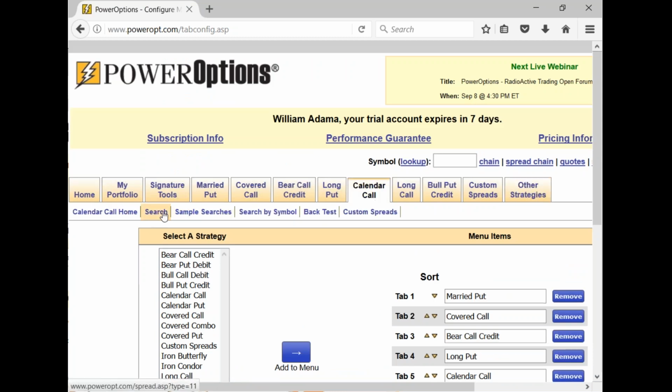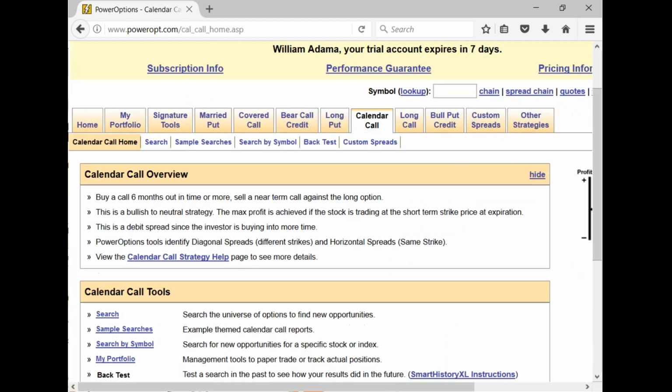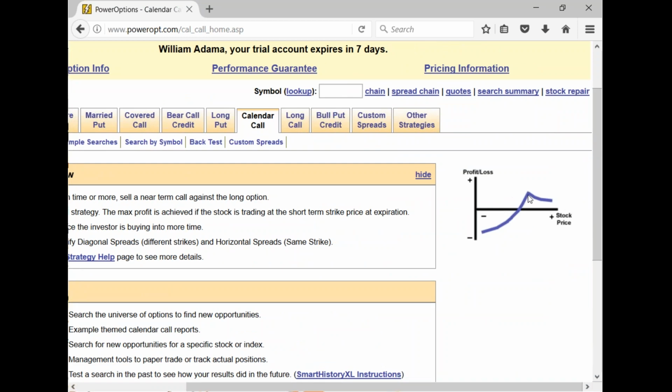All right, so let's go to search. No, calendar call. Let's go to the calendar call home. Of course, this is a strategy of just any combination of buying an option that's further out in time, either at or below the short call, and selling a short call weekly, monthly, or shorter term. If they're at the same strike, so we have a stock at 50, if I sell the September 15 50 call and buy the January 50, this would be a horizontal spread, and we'd have sort of an A or a tent frame profit and loss chart.